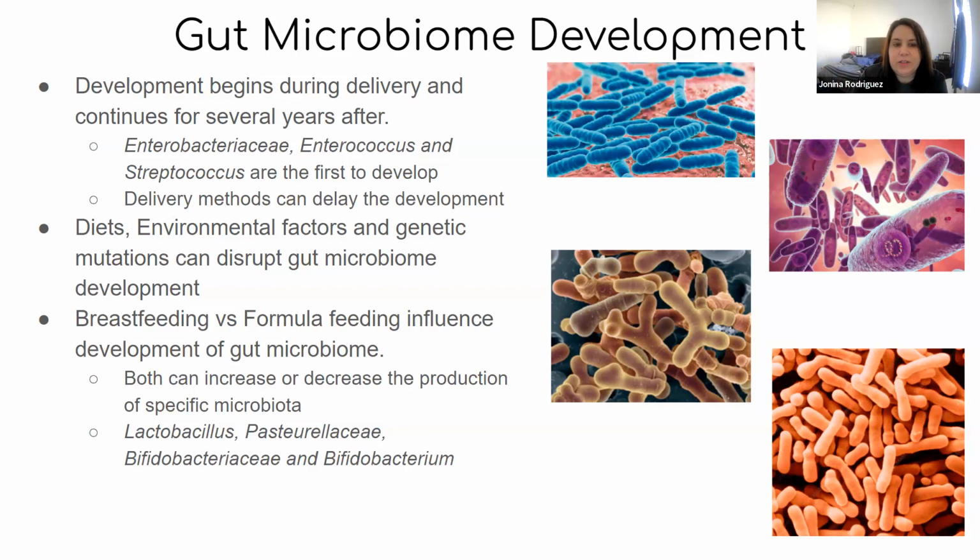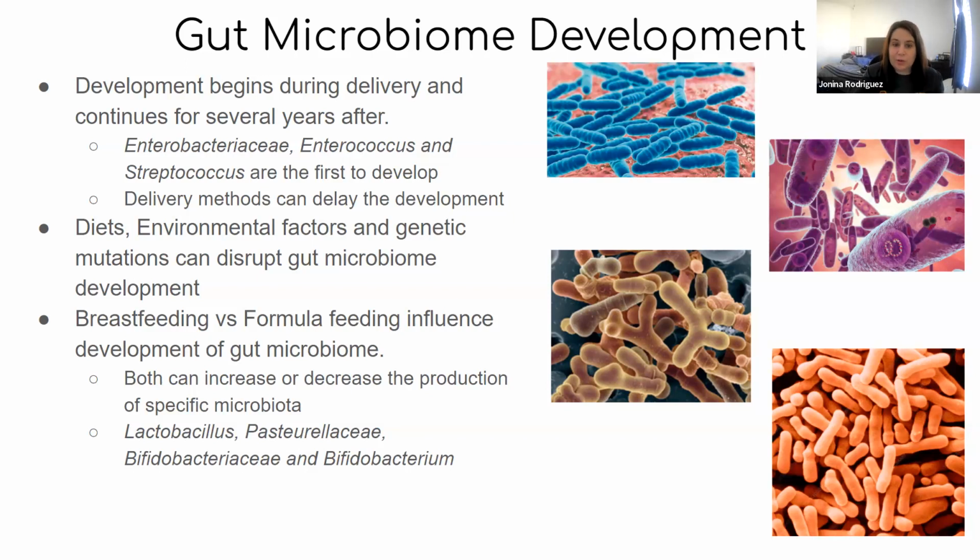Diets, environmental factors, and genetic mutations can also disrupt the gut microbiome development. Like I said, different types of foods, different types of toxins within the environment, and even just genetic mutations that happen during embryo development can disrupt how this gut microbiome is developed. One of the main factors that we're going to look at today is how breastfeeding versus formula feeding influence our gut microbiome development as we begin life.